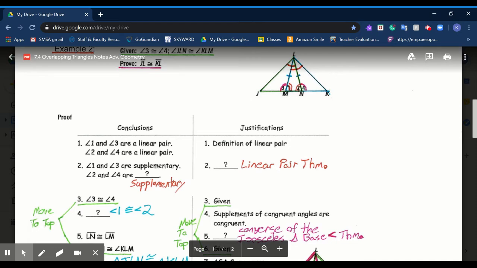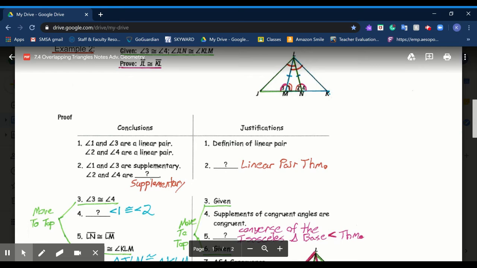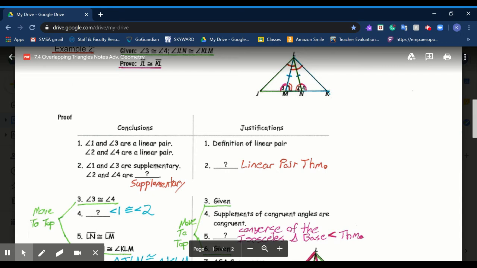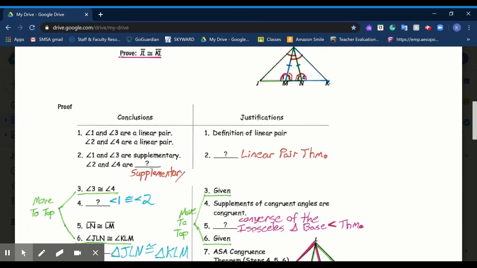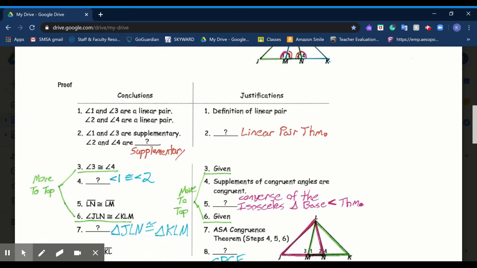If we know angles 3 and 4 are congruent, then we can also say angles 1 and 2 are congruent because supplements of congruent angles are congruent. So the reason they moved the given down was to pair those two together so that you could see once we had those supplementary angles, then we know that their supplements are also congruent.